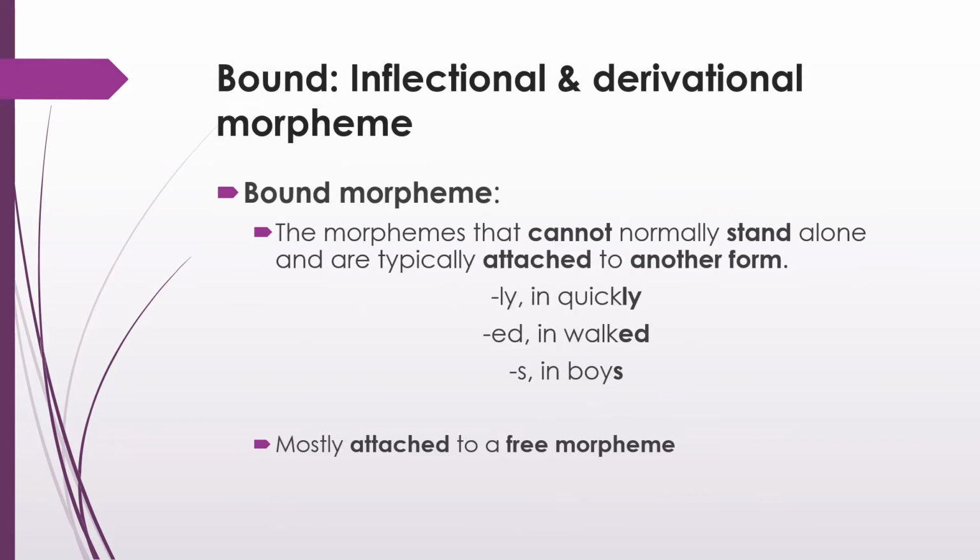Now let's go to the next one, and that is bound morpheme. Bound morpheme is just the opposite of free morpheme, because bound morphemes cannot normally stand alone and are typically attached to another form. Rather than form, we can say another morphological unit. For example, in these words, quickly, worked and boys. The word quickly has two different morphemes, quick and ly; worked, walk and ed; and boys, boy and s.